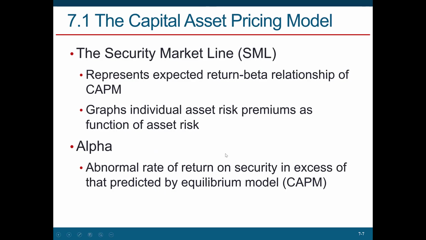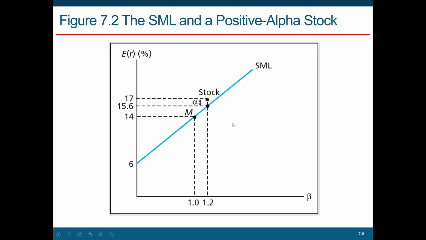Okay, so the security market line is the graph of beta against expected return. Let's actually look at this graph on the next slide with an example. Here you can see beta is on the x-axis, expected return is on the y-axis. So that is our standard template for a risk return plot. You have your risk measure on the x-axis, expected return on the y-axis. Earlier we had sigma on the x-axis, now we have beta.